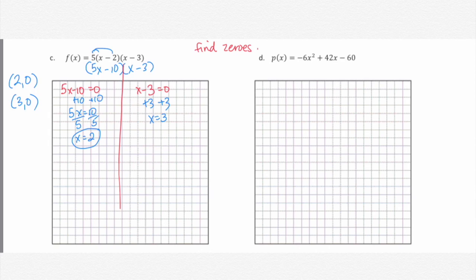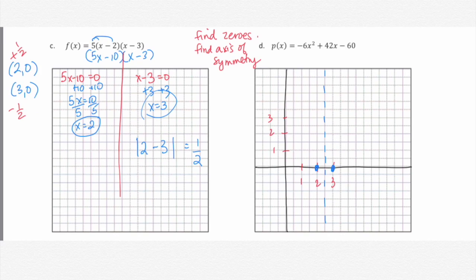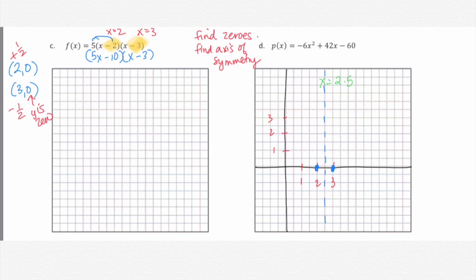Now I have to find my axis of symmetry. And you know from the shortcut, we can just add our x values together. 3 plus 2 makes 5, divide that by 2, and that should give us 2.5. There we go, x is 2.5. You can always use the difference of values and count the distance, but it's just a lot faster to add the x values together and divide it by 2.